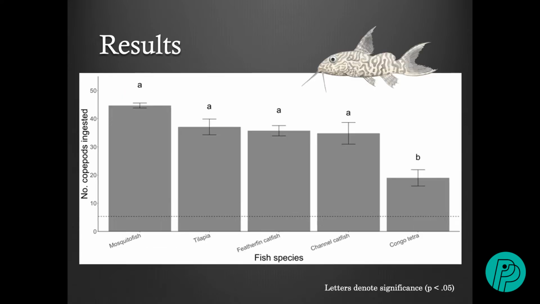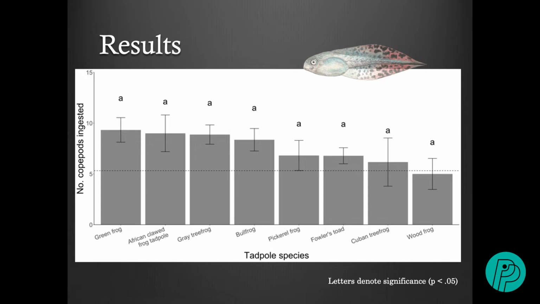So when we broke it down by species, we could see that there were some species level differences in fish in terms of the number of copepods that they ingested, but regardless of the species, they tend to eat a lot. Whereas with the amphibians, when we looked at the different species of tadpoles, there wasn't a lot of variation, although there was some. But generally speaking, they ingested far fewer than the fish.